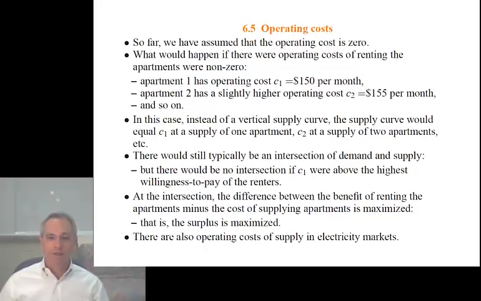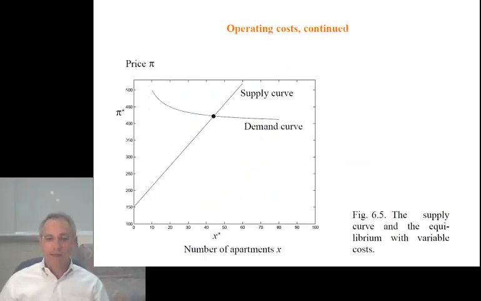That's not the case for this example, but if it were, there would be no intersection. So let's assume there's an intersection. Then at the intersection, the difference between the benefit of renting the apartments minus the cost of supplying the apartments is still maximized. That is to say, the market clearing price at the intersection maximizes the surplus. Of course, the reason why we're looking at this is because in electricity markets there are also operating costs.